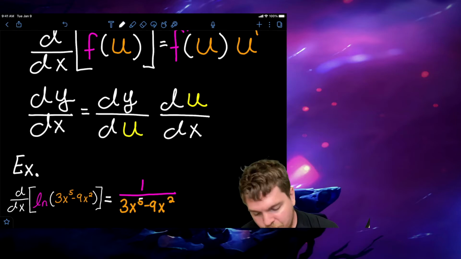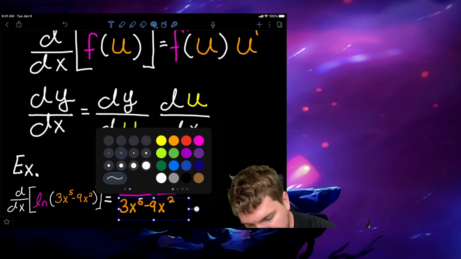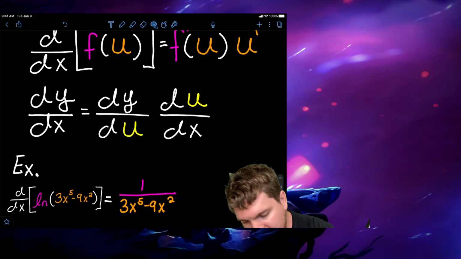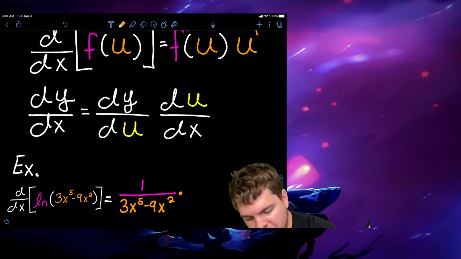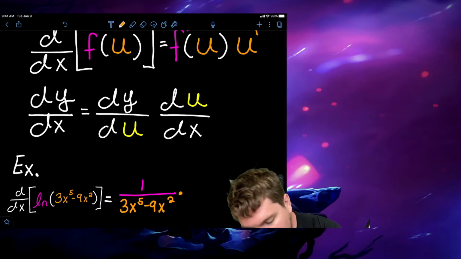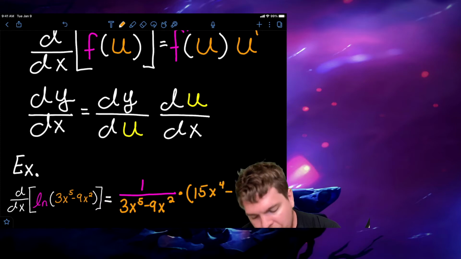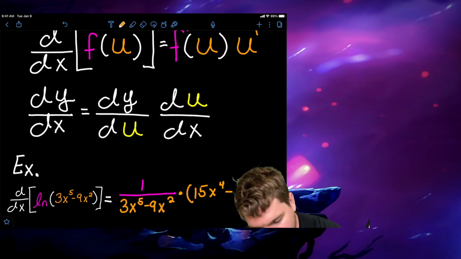And then the last little bit of this is to multiply by the derivative of the inside function. And the derivative of our inside function is just going to be the derivative of 3x to the 5th minus 9x squared. Well, the derivative of 3x to the 5th is going to be 15x to the fourth, and the derivative of minus 9x squared is going to be minus 18x.